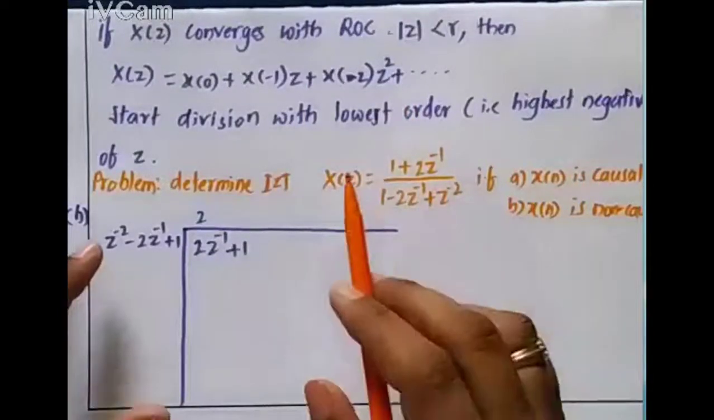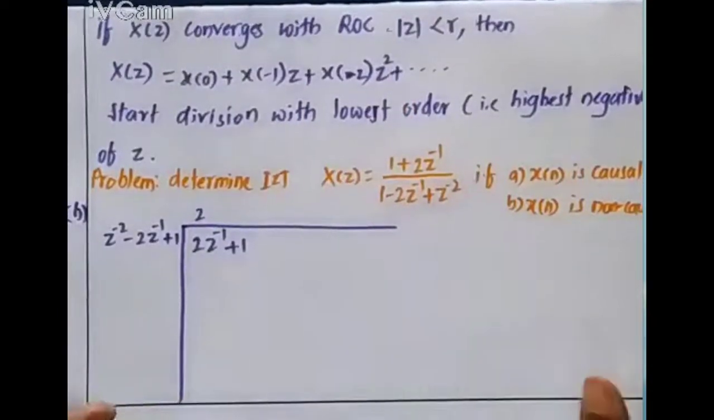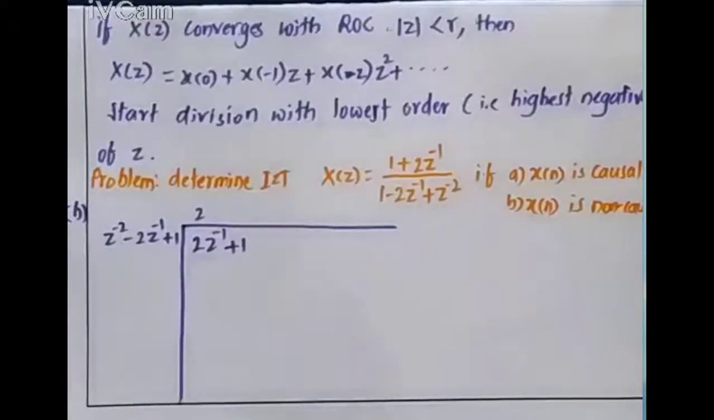Okay, with a problem you will understand it more clearly, but for the sake of understanding, because an MCQ can be generated with this concept here: for the causal sequence, to get x of n back from X of z, we need to start the division with the positive orders of z for the causal and negative powers of z for the non-causal. In that regard you have to understand.